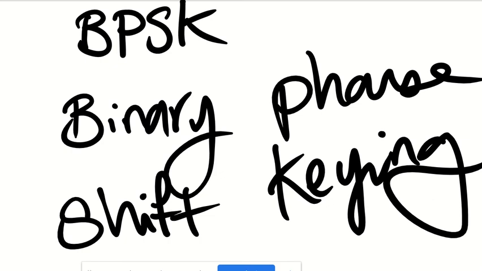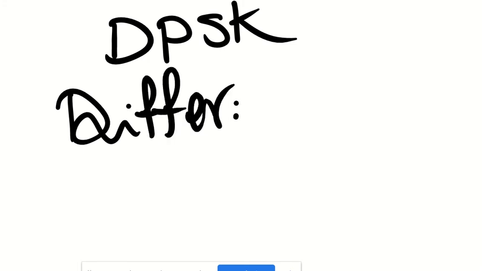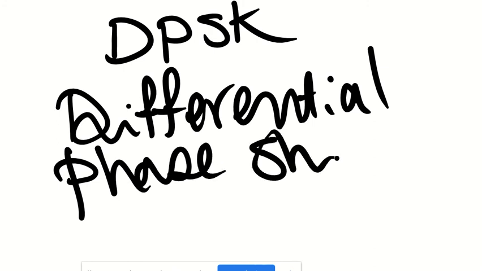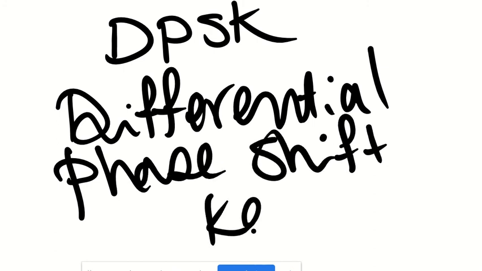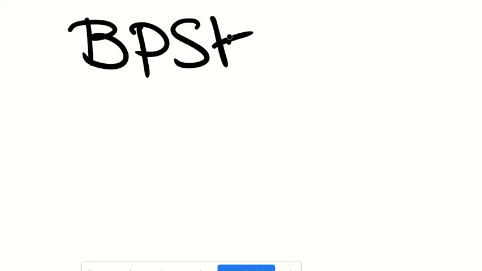BPSK is binary phase shift keying. There is another one, differential phase shift keying, DPSK, which stands for differential phase shift keying. These are the modified versions of PSK. So, binary phase shift keying, what is BPSK? Binary phase shift keying.